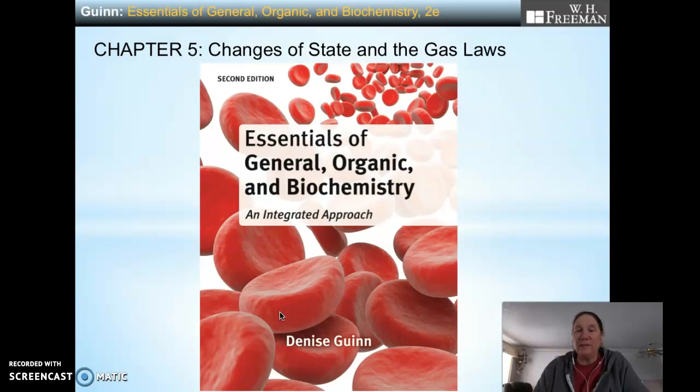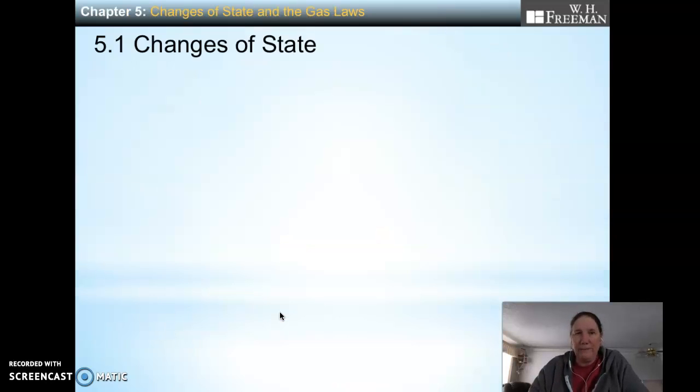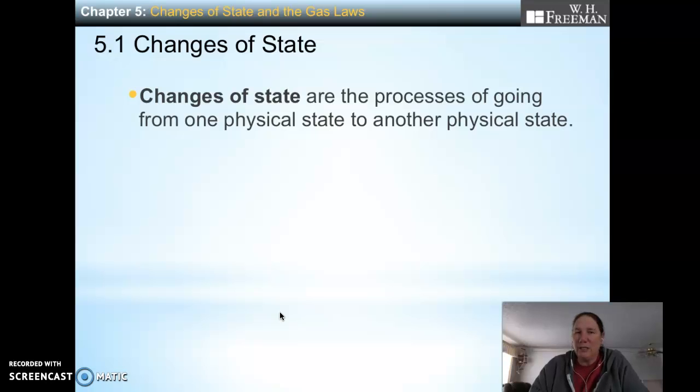And chapter 5 is about changes of state, in other words, changing from a solid to a liquid to a gas, and so on, and the gas laws, all right? So when we talk about changes in state, we're talking about changing from one physical state to another. No chemical reaction going on here. And what happens is you change the energy of the particles.